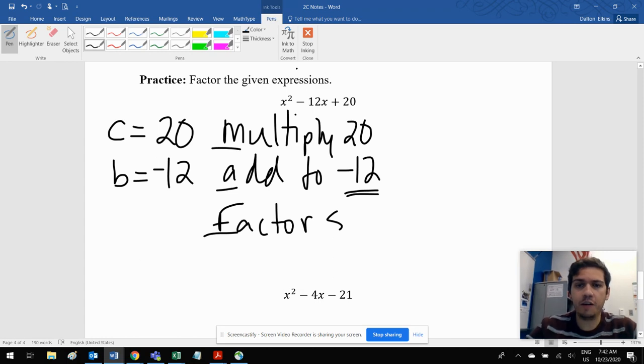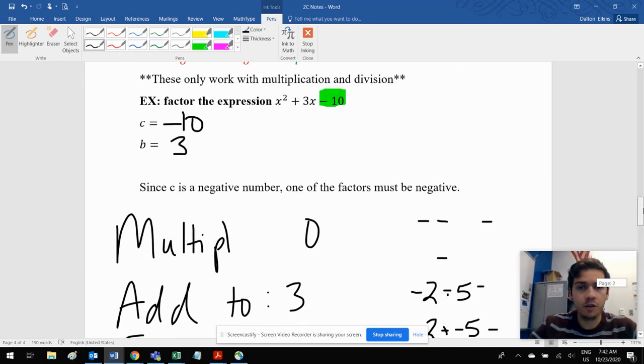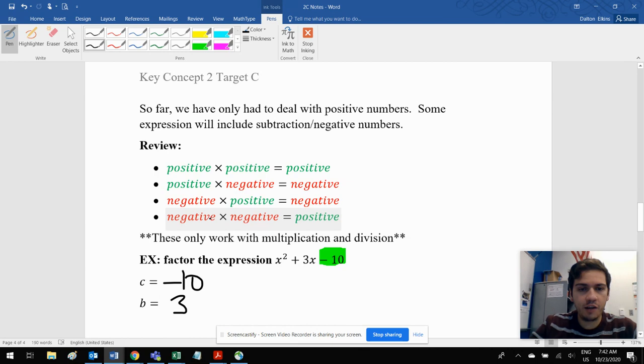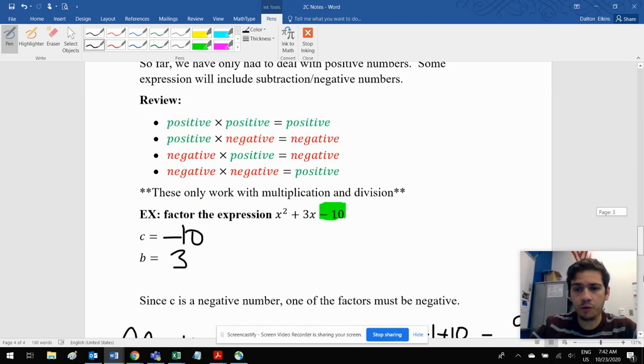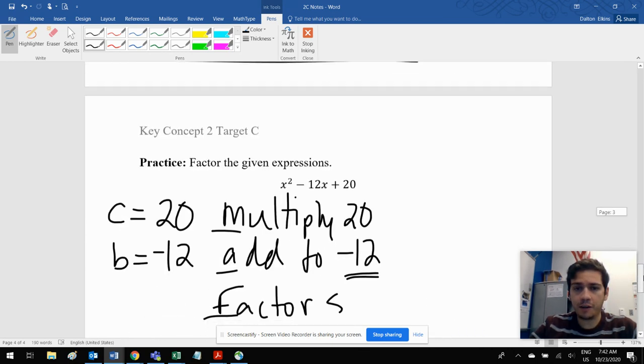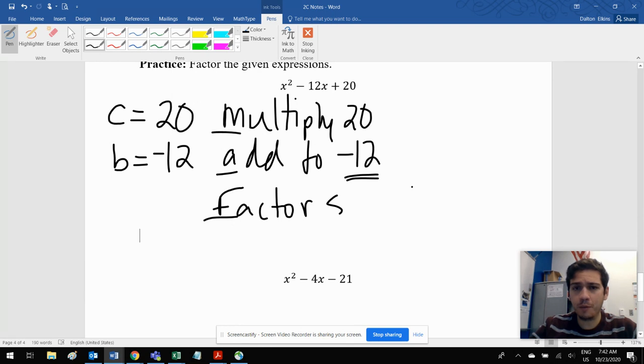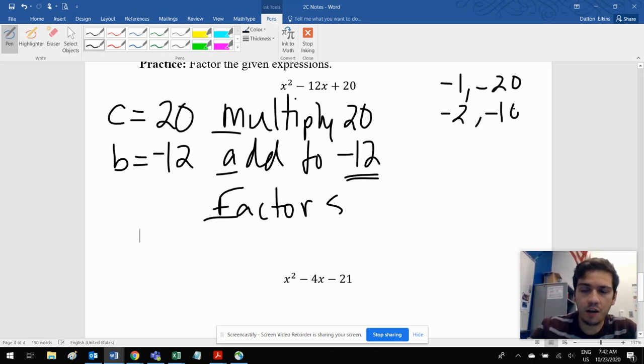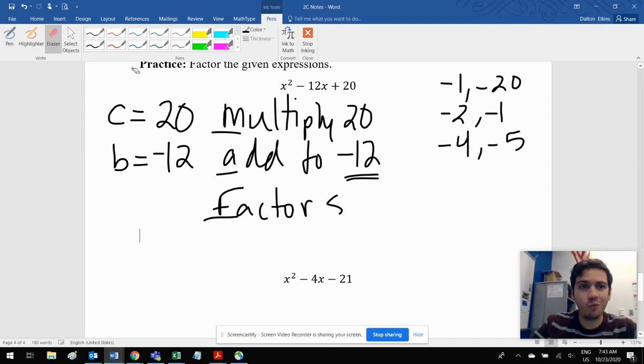Something to consider is what I mentioned before: a negative times a negative is a positive. So instead of one of the factors being negative, let's assume that both of the factors are negative. So we could look at negative 1 and negative 20, negative 2 and negative 10, and negative 4 and negative 5. The question then is just asking which ones add up and equal negative 12.